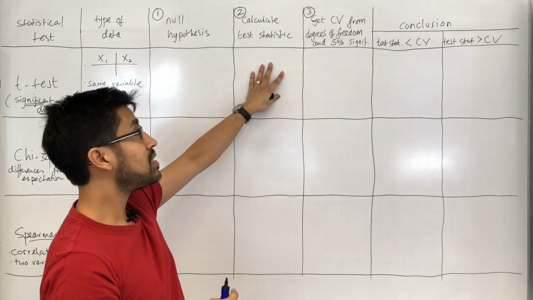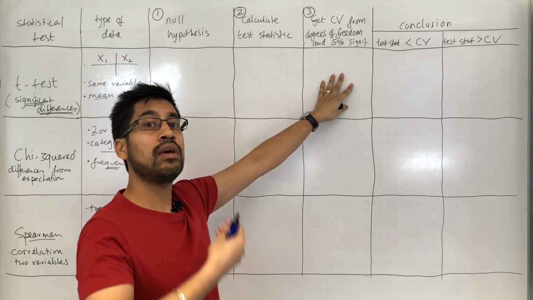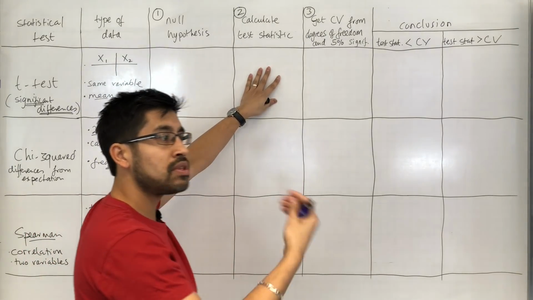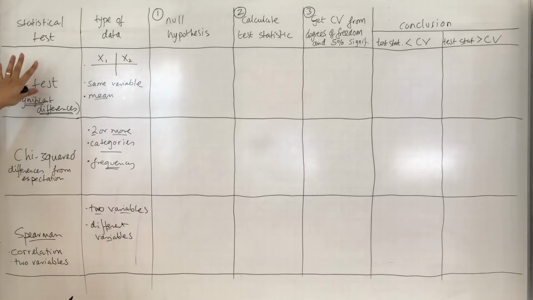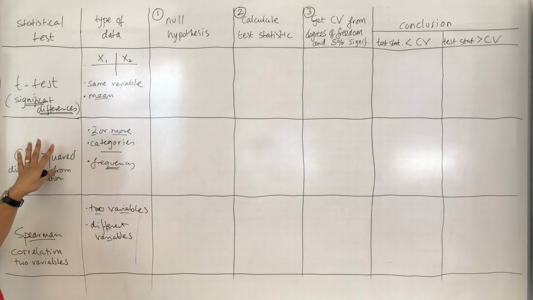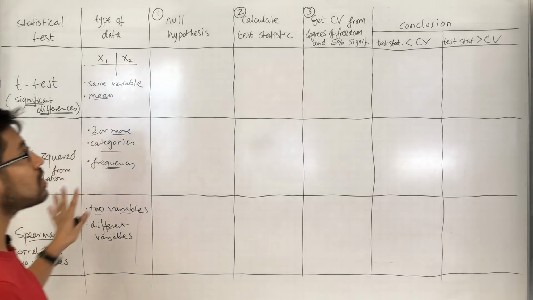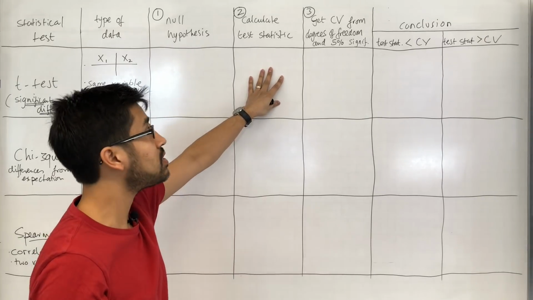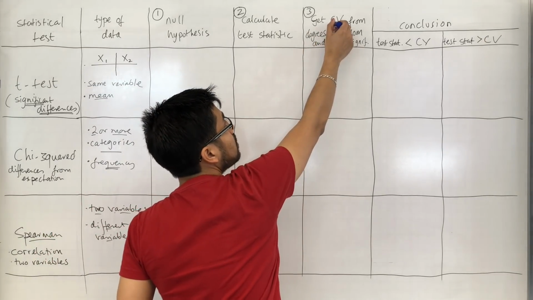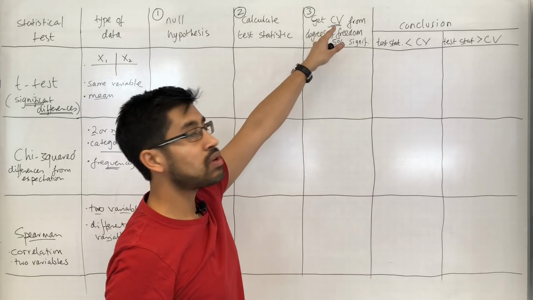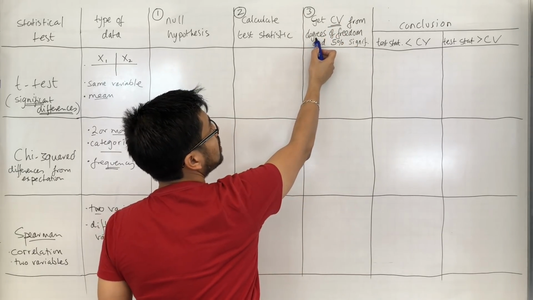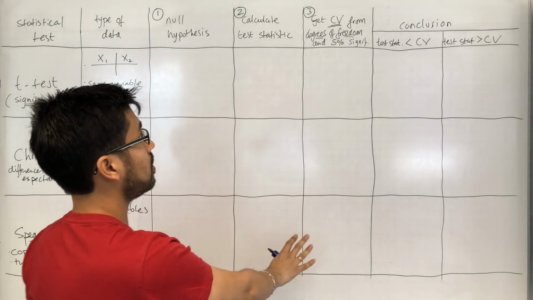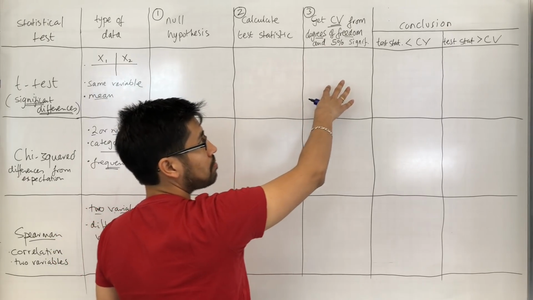Once you've got the test statistic, you need to compare it to something to know whether it's telling you that there is a significant difference from what you expected, or that there is a significant correlation. You've got to compare your test statistic to something in order to make that decision. That something is called the critical value. The way we get to the critical value is by first calculating the degrees of freedom. This happens for every single test. We'll come back to that again.